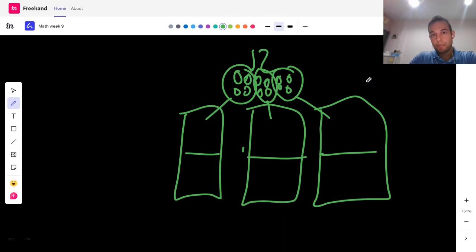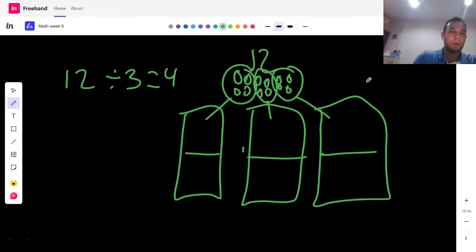But how do we do it if we just have 12? Well, we have 3 tables, so it's going to be 12 divided by 3. Okay, so if we do 12 divided by 3, we know it's 4, because 3 times 4 equals 12. Okay, so that's pretty easy.